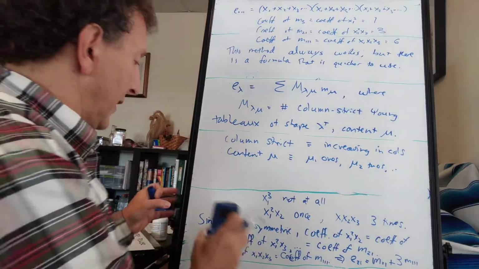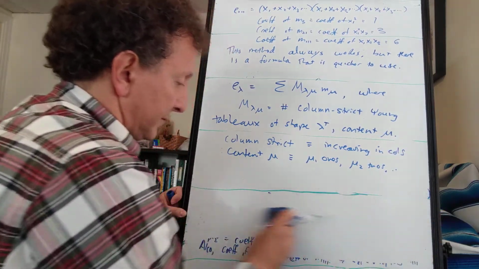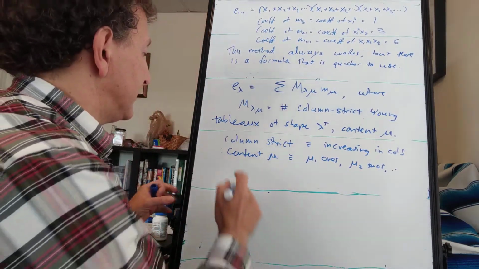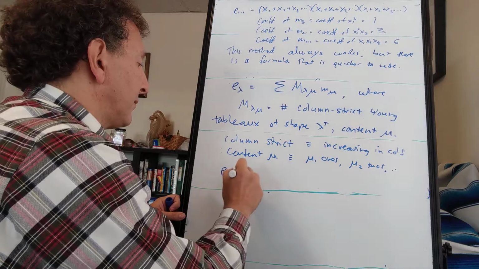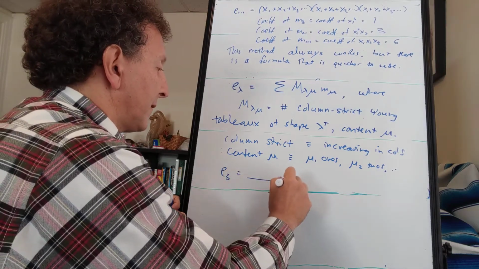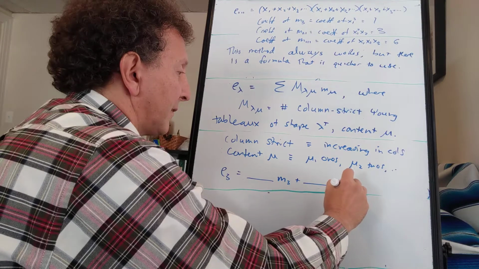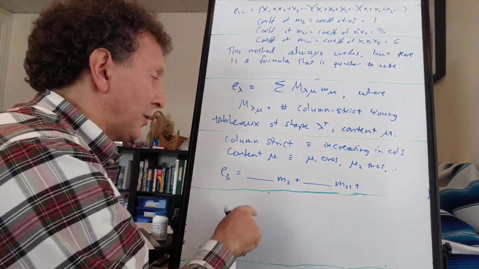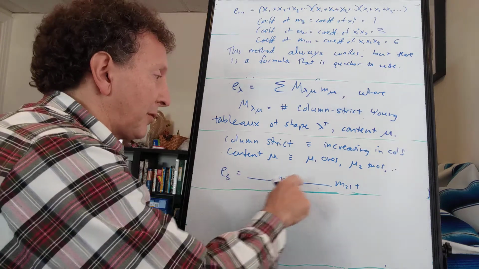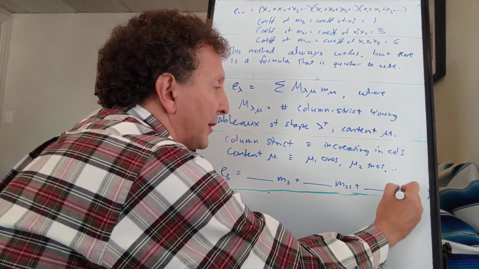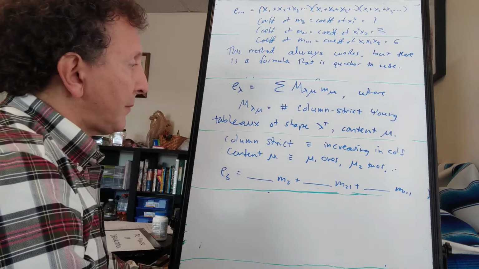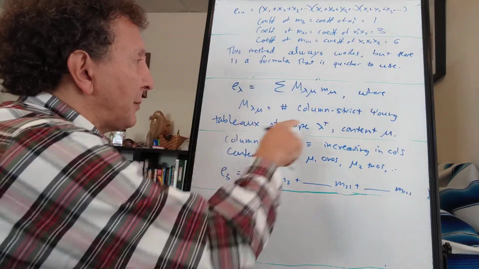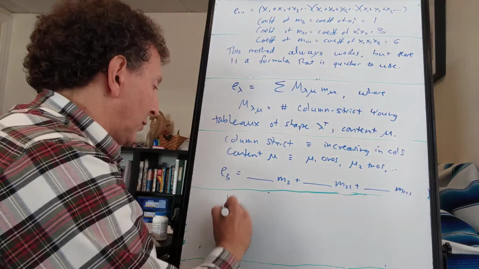So let's do an example of that. We'll do the same example. We should get the same numbers. So if we expand the third elementary symmetric function in the monomial basis, we get that it equals something m3 plus something m21 plus something m111. So by this rule, we should draw a Young diagram of shape lambda transpose, so that's 111.